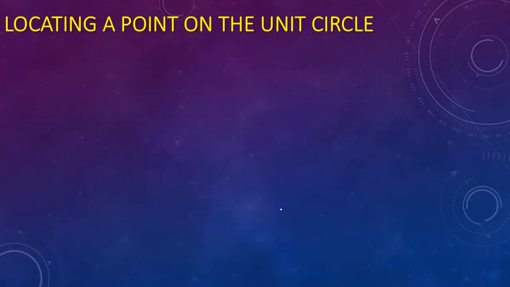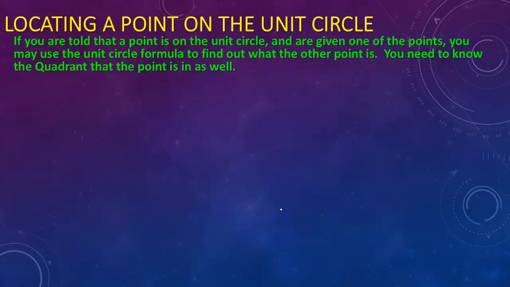Alright, next one. We need to locate a point on the unit circle. Okay, and let's say we're told that this point is on the unit circle. So we know what it is, but we're only given one of the coordinates. Okay, we need to figure out the other one. A couple things. 1, you're going to use the unit circle formula to figure it out. 2, you need to know what quadrant that point is in as well.